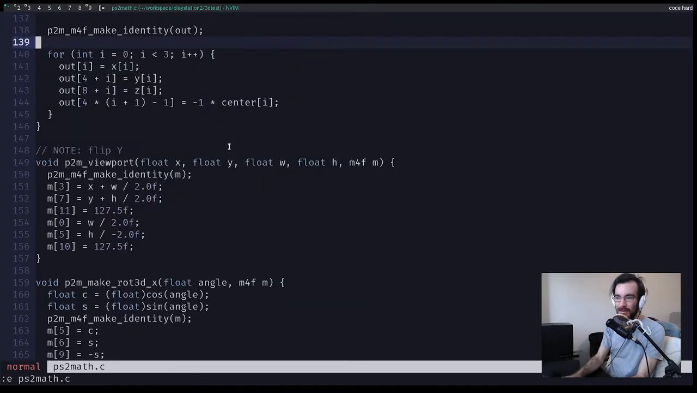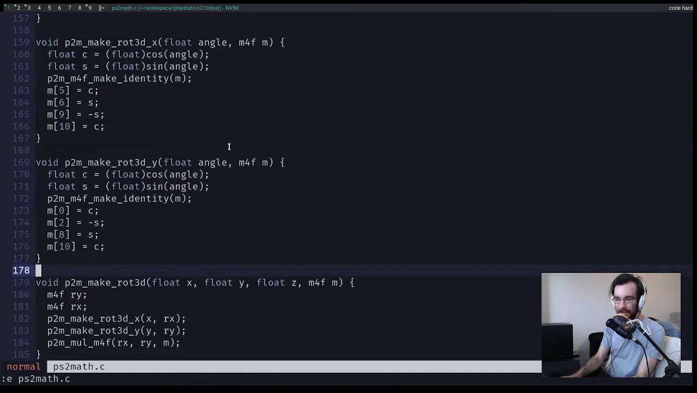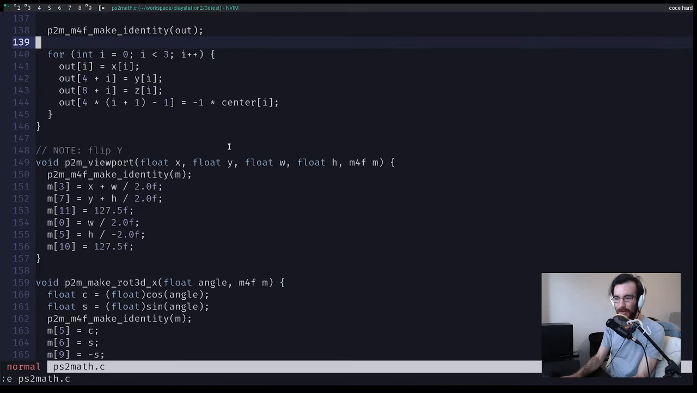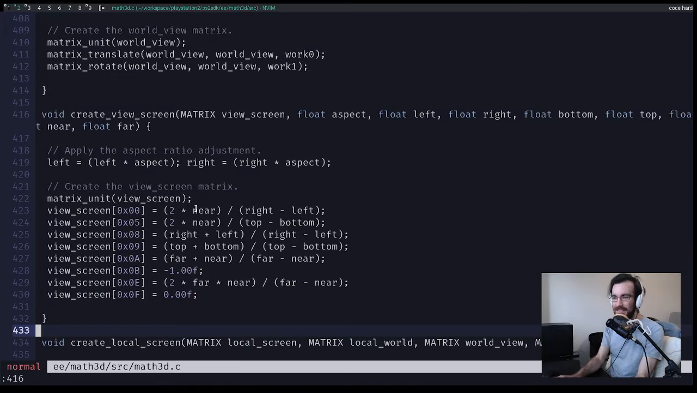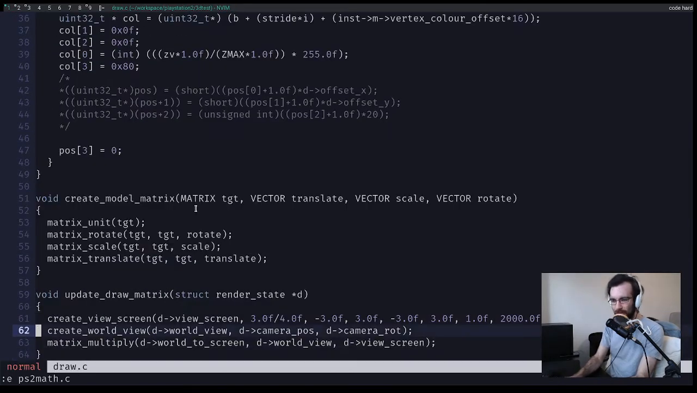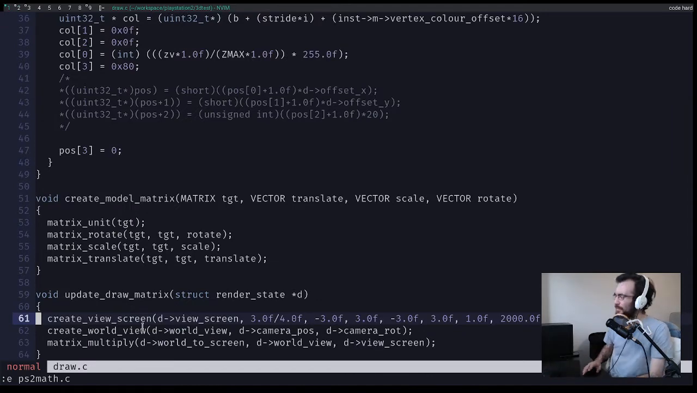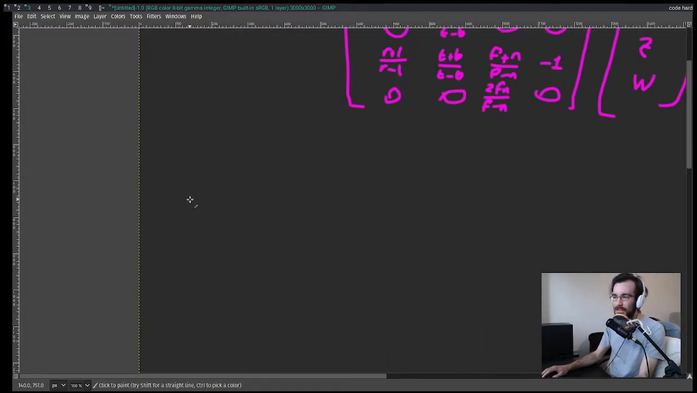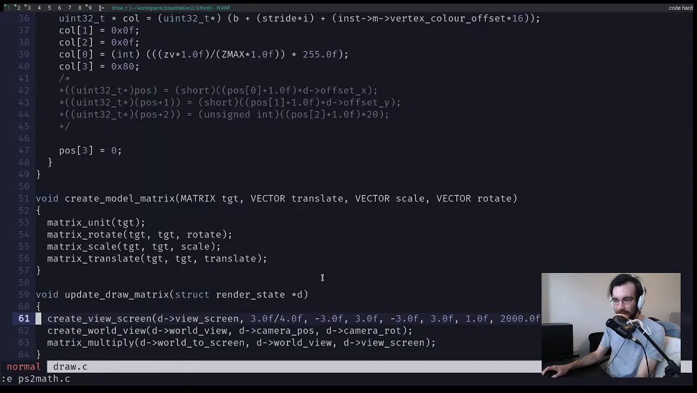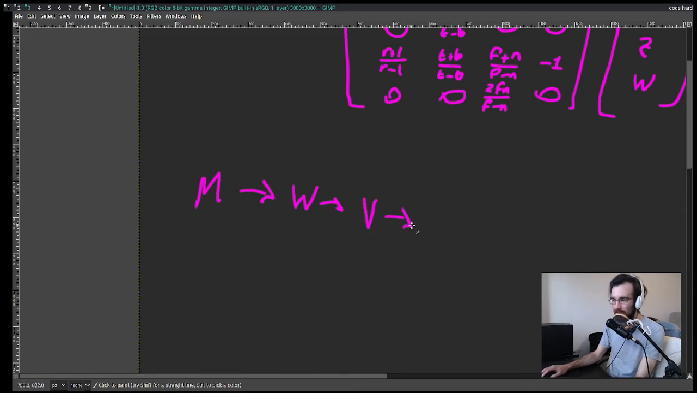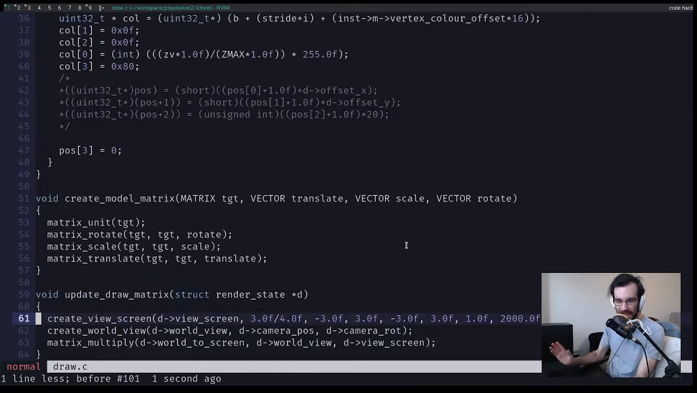So make rotation. I don't know if all of these are quite right, but they seem to have worked in the past. Viewport is one that I'm not really sure on. I think this is missing from what we're doing at the moment in Draw. Create view to screen, create world to view. Oh no, so we start in model space, and then we go into world space, and then into view space, and then into screen space, right? That's how this stuff works.